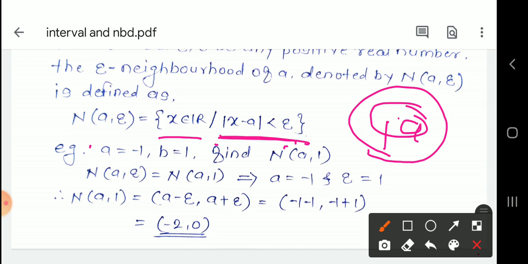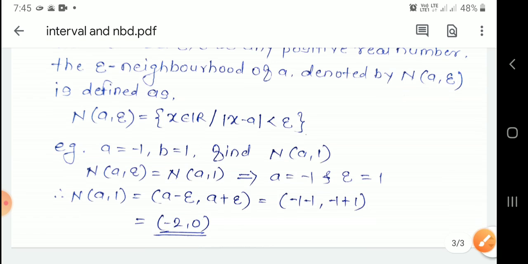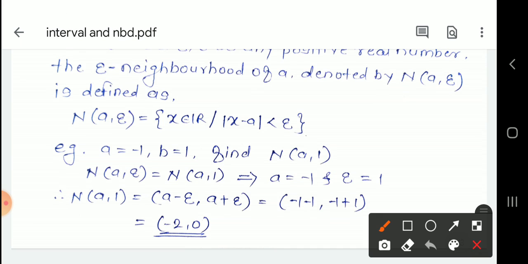Okay, now here is one example on this. Here the value of a is -1, the value of epsilon is 1. Find N(a, 1). We have to find the value of N(a, 1). That means a is the center, and here the value of epsilon is 1. So for N(a, epsilon), the value of a is -1 and the value of epsilon is 1.